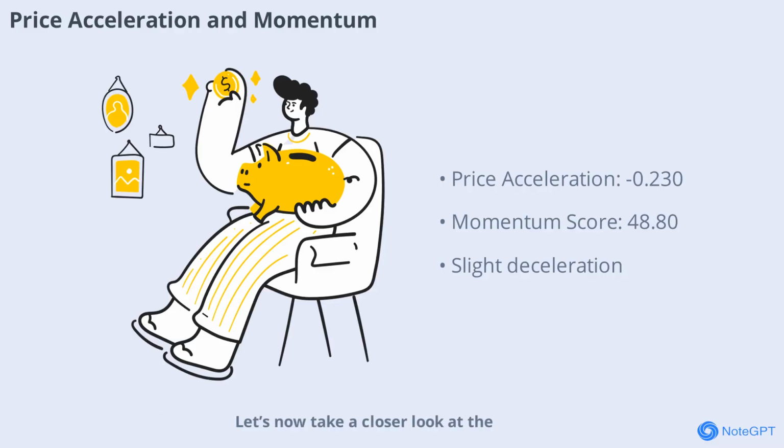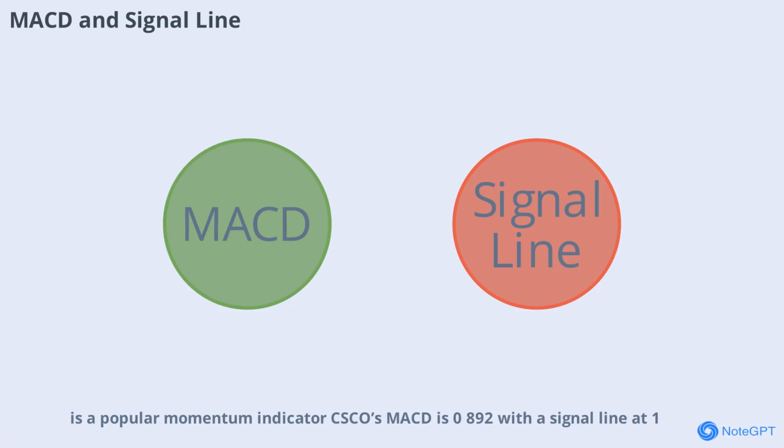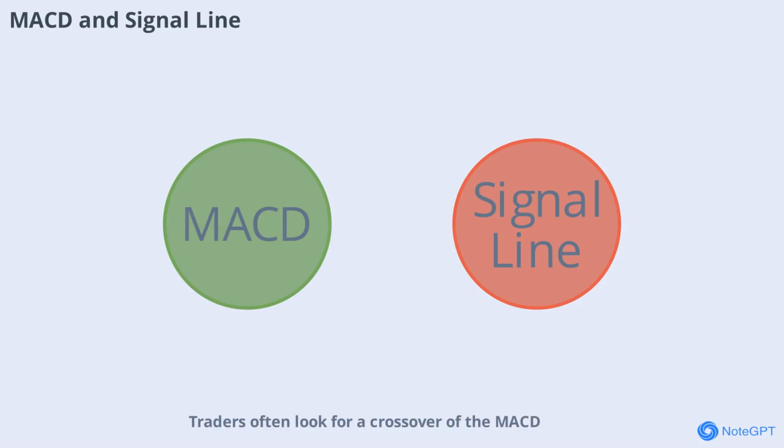Let's now take a closer look at the MACD and its implications for future price action. MACD, or Moving Average Convergence Divergence, is a popular momentum indicator. CSCO's MACD is 0.892 with a signal line at 1.22 and a histogram of -0.324. The negative histogram suggests that bullish momentum is waning, even though the MACD remains positive. This could mean the stock is entering a consolidation phase. Traders often look for a crossover of the MACD and signal line as a potential buy or sell signal.